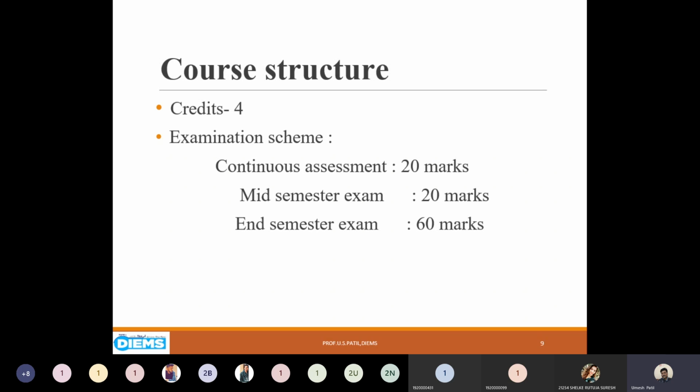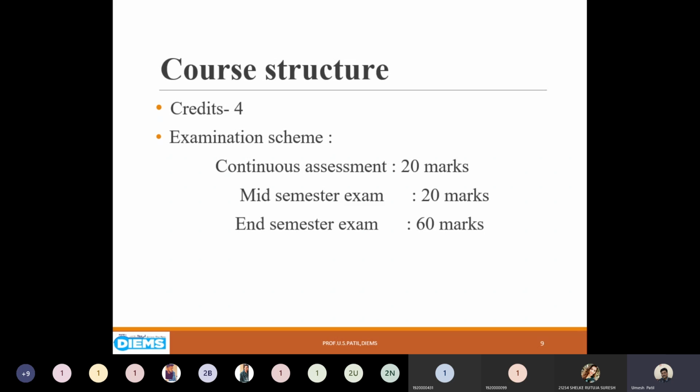Then there will be the mid semester examination. It will be for 20 marks, and you are well aware that it will be based on the first 3 units of the course. And lastly, there will be the end semester exam for 60 marks, which is conducted by the University, Dr. Babasaheb Ambedkar Technological University, Lonere. We will inform you well in advance about this end semester examination. I hope this examination scheme is clear to you.